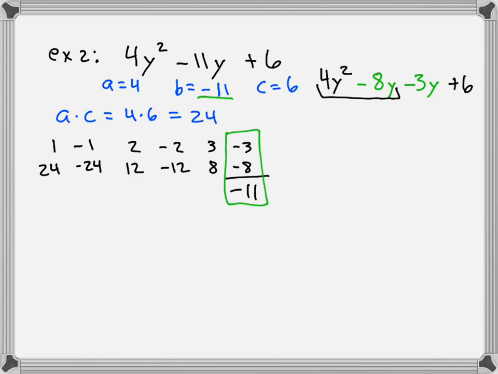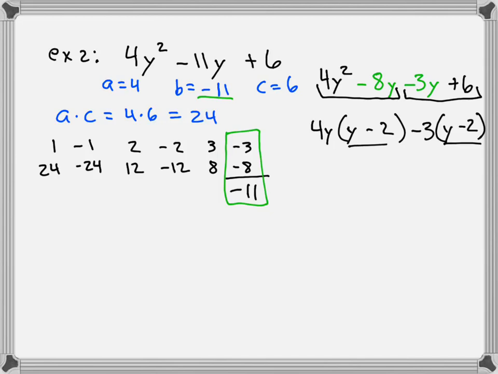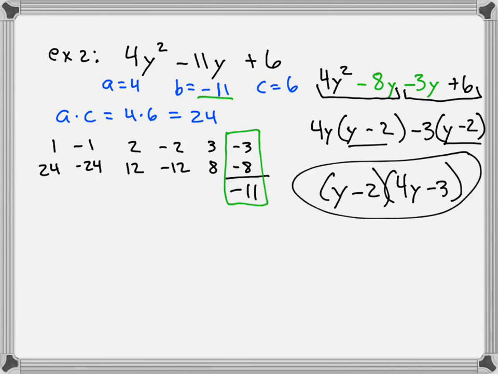So if we group the first two together, our GCF would be 4y. That's going to leave us with a y minus 2. And our second group, we can factor out a negative 3. And that's going to leave us with a y minus 2. They should have been the same. They are, so y minus 2 and 4y minus 3 is our factored answer.